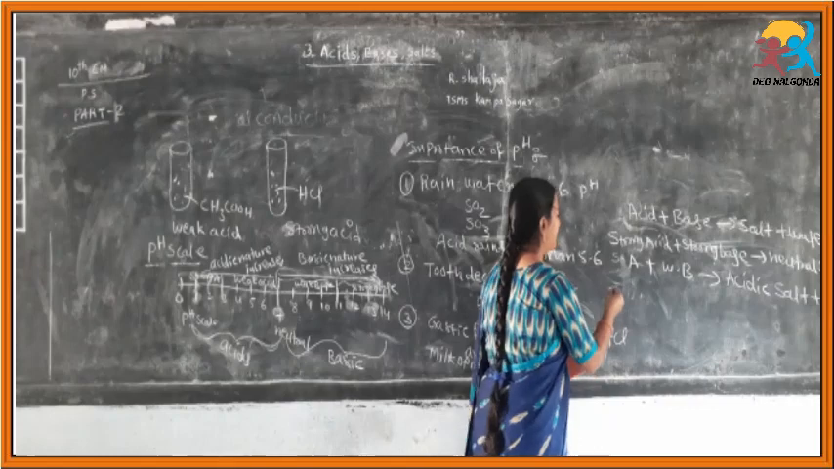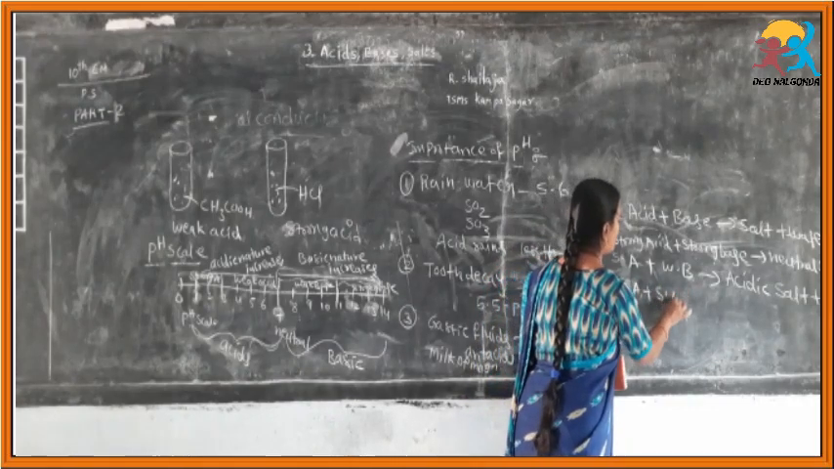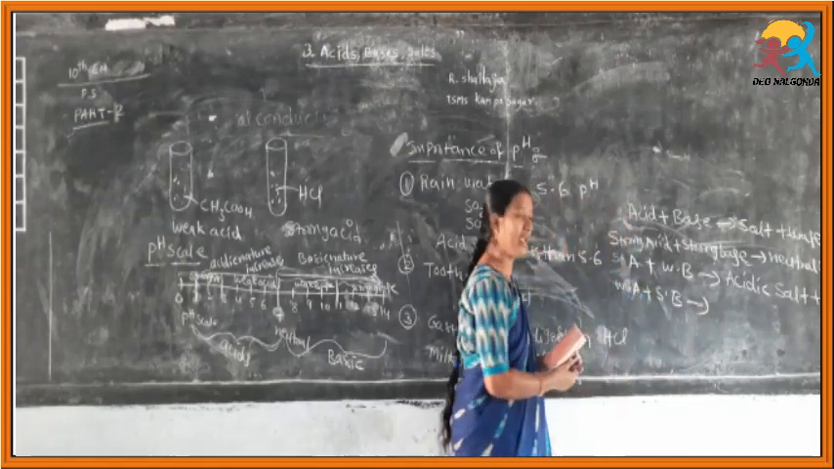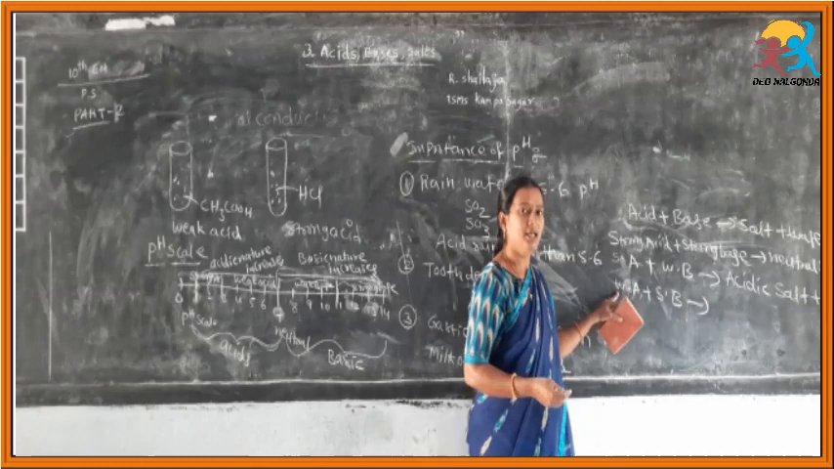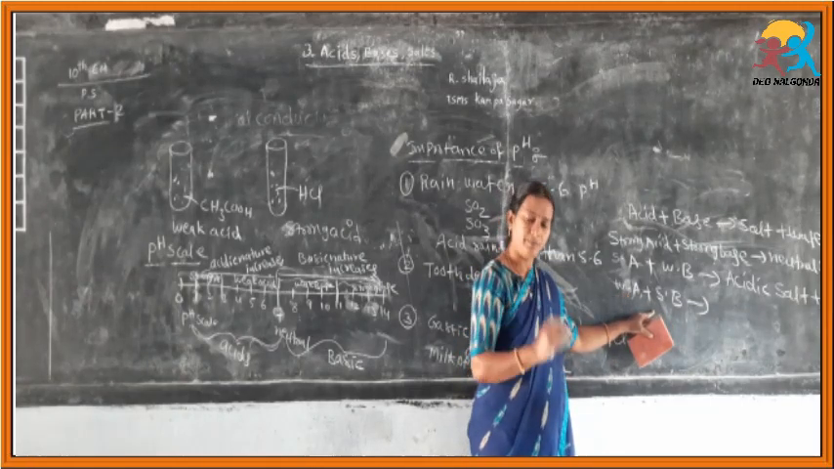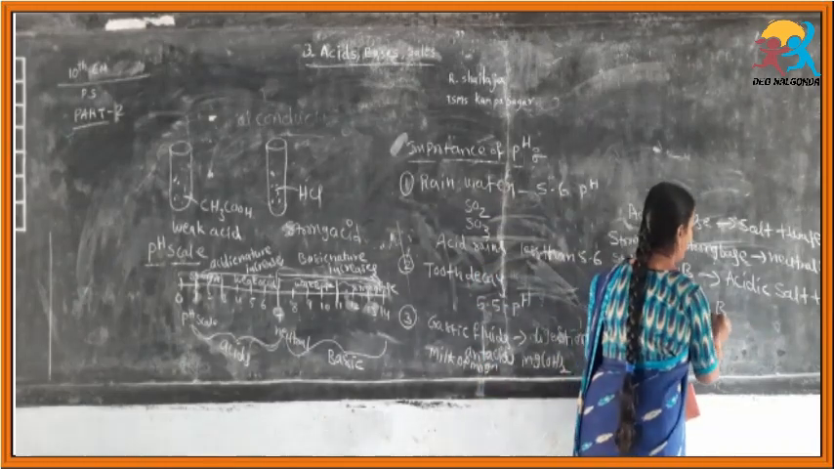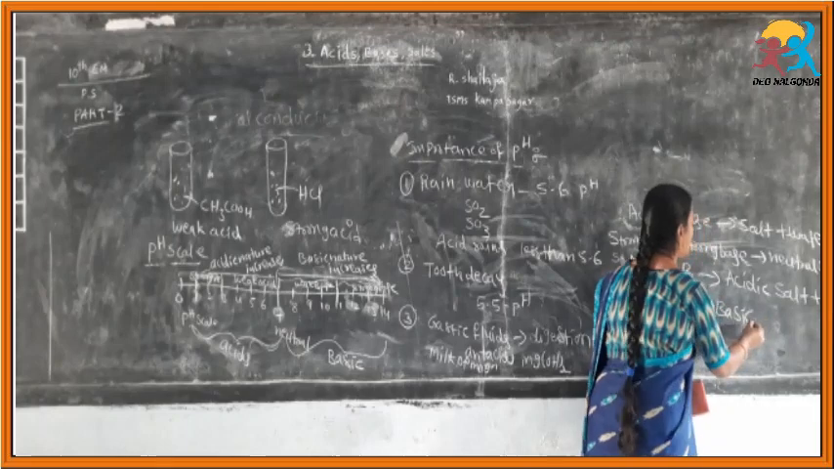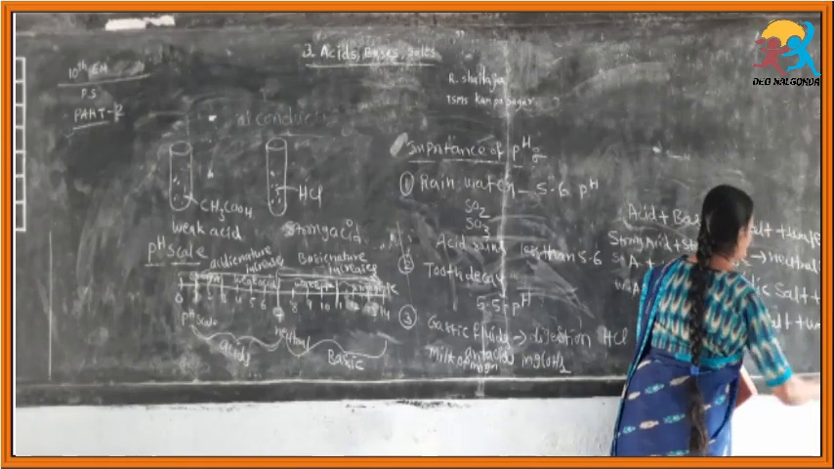Okay, suppose weak acid, strong base. In this case, between acid and base, the basic nature is dominating. So the salt produced is basic in nature. So the basic salt is formed, basic salt plus water.